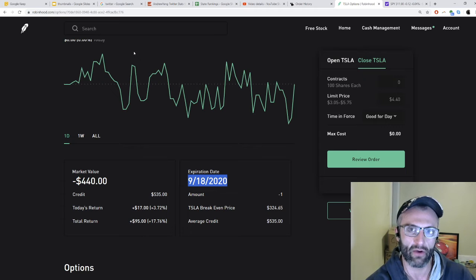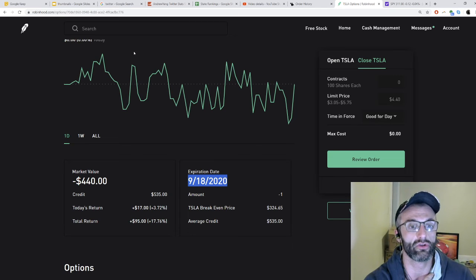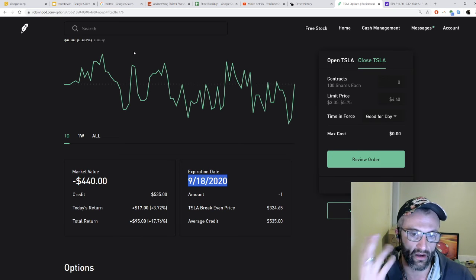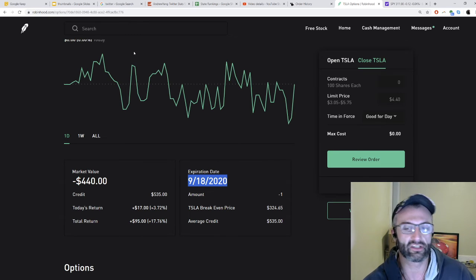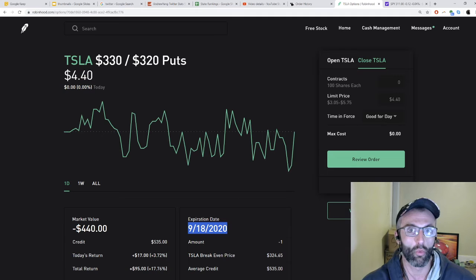The premium I was able to collect from the market was $535. So the actual amount that I could lose on this position would be the difference, $465. The most I could lose is $465 on this position if, like a year away, Tesla's below $330.